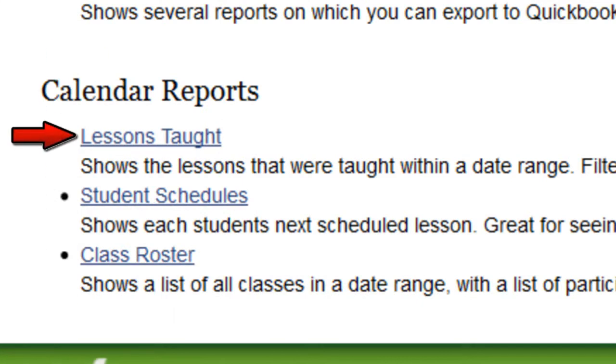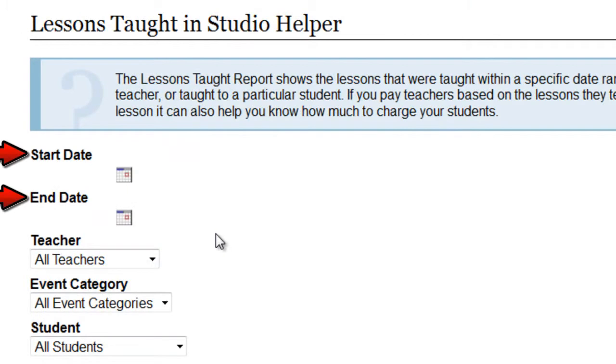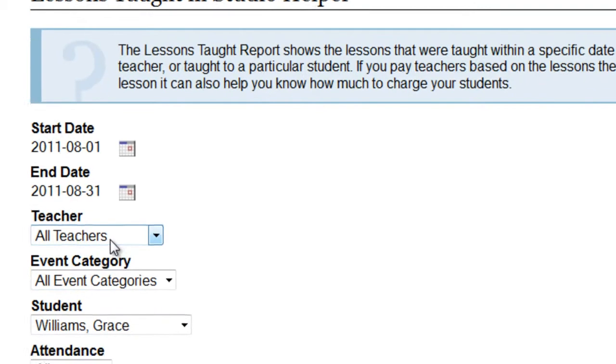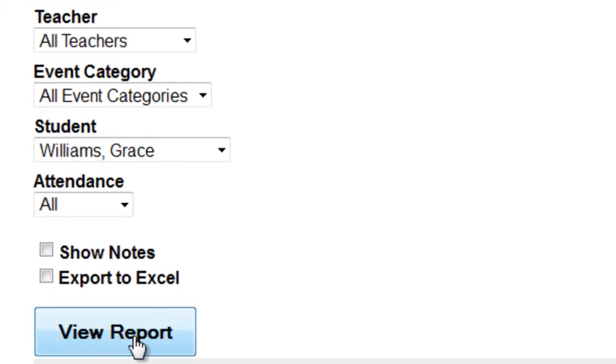Finally, the Lessons Taught report keeps track of all of the events you've scheduled for a particular student or teacher, and all of the hours they spend in your studio. Choose a date range for your report, for instance, the next month. Then choose a teacher, a student, or a kind of event. I'll choose one of my students, and click View Report.